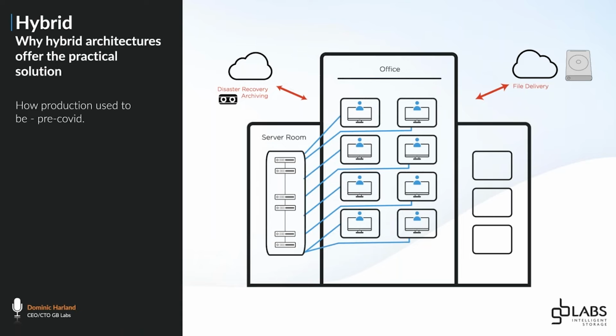And we would have some external things such as data recovery, disaster recovery. We might be doing external archiving, and we would have files delivered either by hard drive into the building or perhaps via some sort of cloud service file delivery system. But the majority of the production was done in the office and would typically be done within office hours as well.